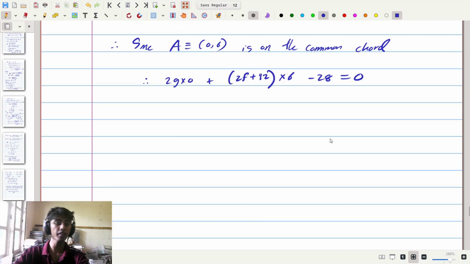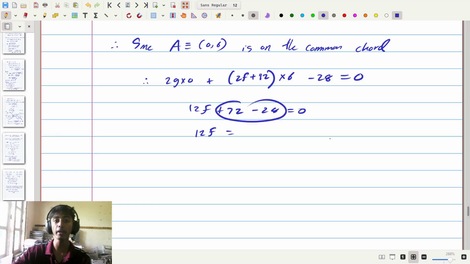Now simplifying this down, we can see we have 0 plus 2f times 6, which is 12f, plus 12 times 6, which is going to be equal to 72, so plus 72, minus 28 must be equal to 0. Now simplifying this down, we can see we have 12f equal to, and then we have negative 72 minus 28.